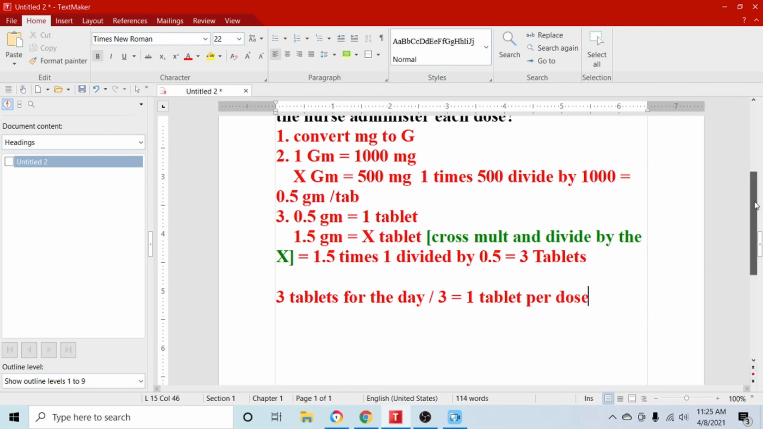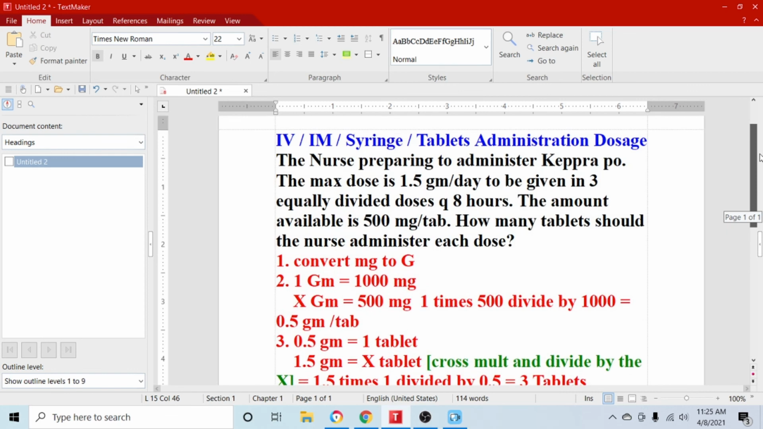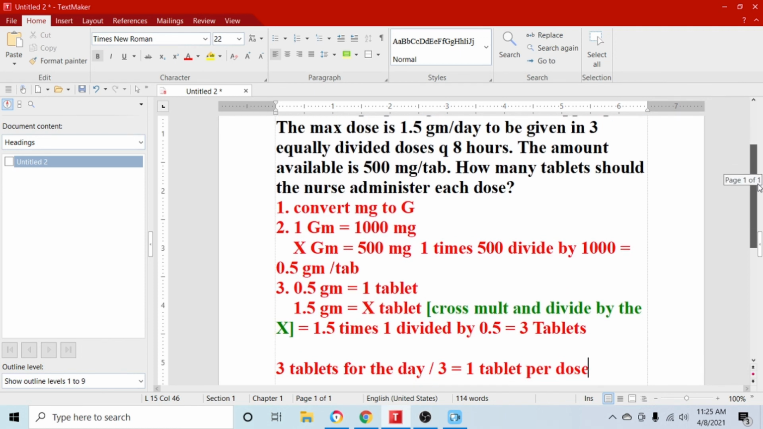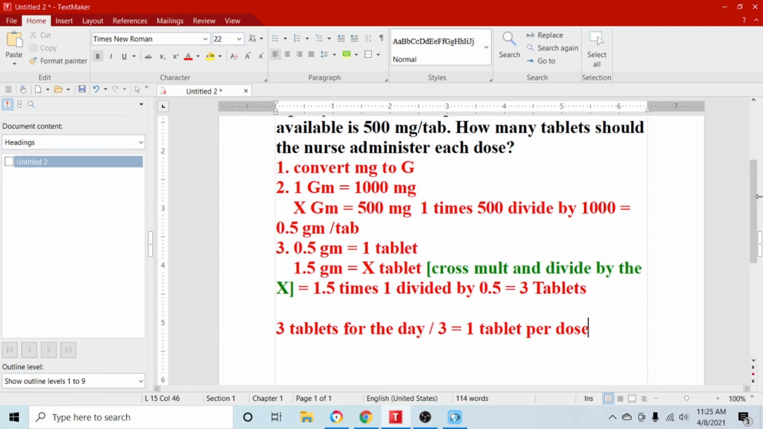All right, now let's go over that again. The nurse is preparing to administer Keppra PO. The maximum dose is 1.5 grams per day to be given in 3 equally divided doses Q8 hours. The amount available is 500 milligrams. So we had to convert milligrams to grams. How many tablets should the nurse administer with each dose? And here is your answer, 1. Okay? Take a look at that for a few minutes. Stop the recording. Look at it again.